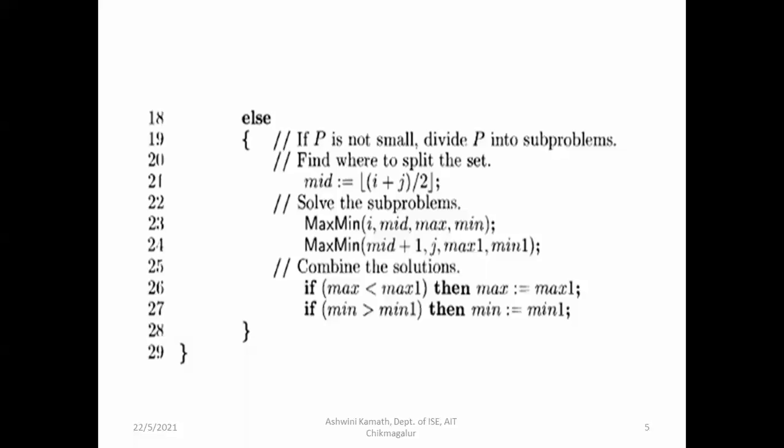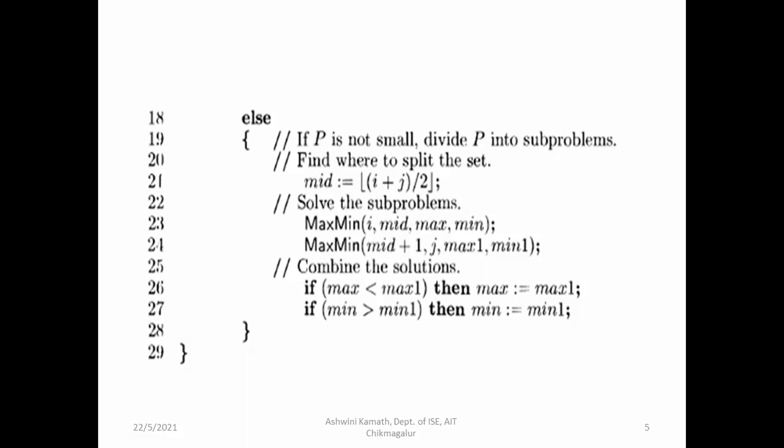This is after dividing. Pass the first half to MaxMin and pass the second half also to MaxMin. So call it twice: one is from i to mid, another one is from mid plus 1 to j. And here, instead of using the same variables max and min, you use max1 and min1 to differentiate between these two calls.